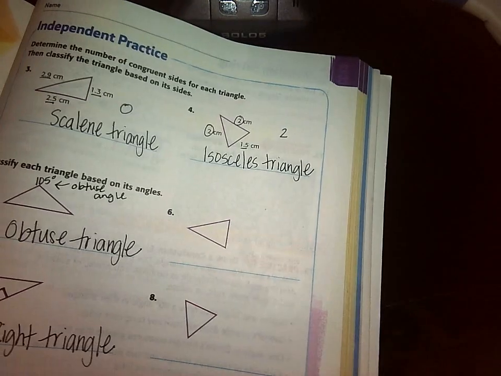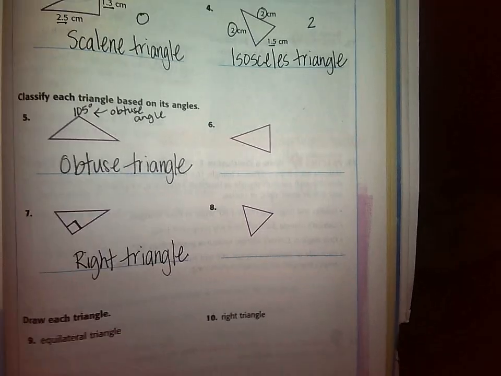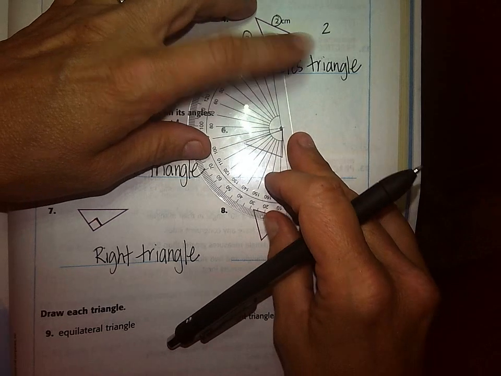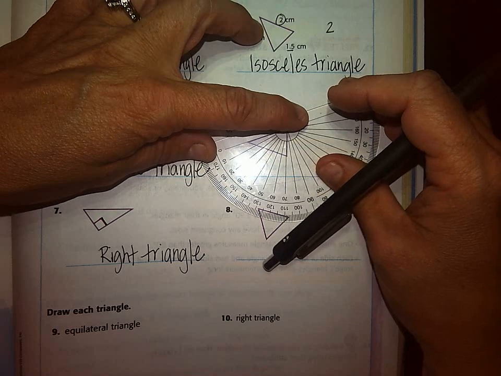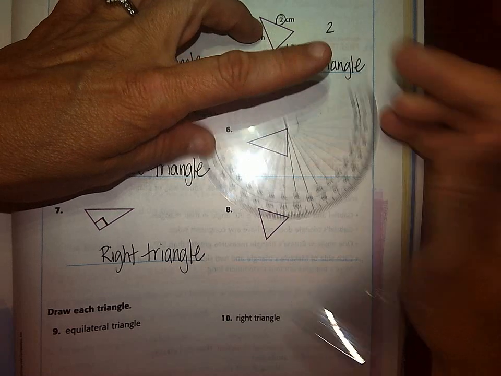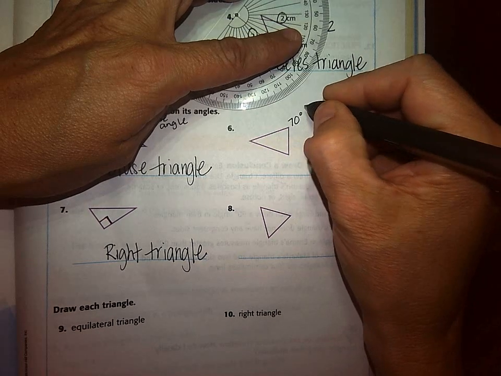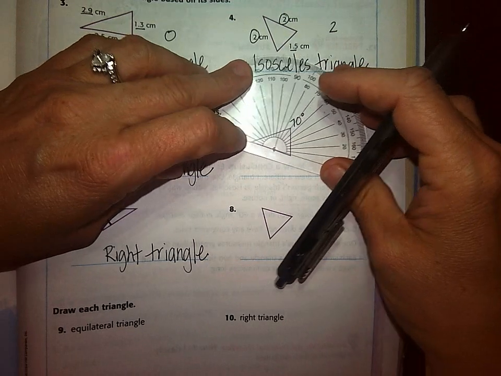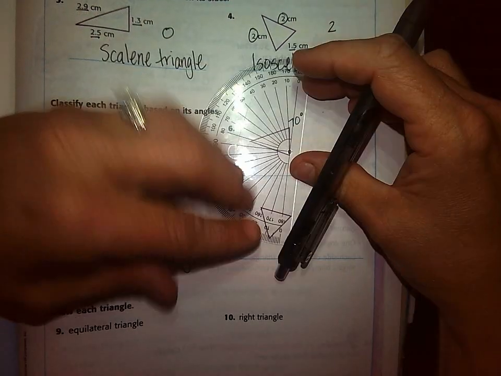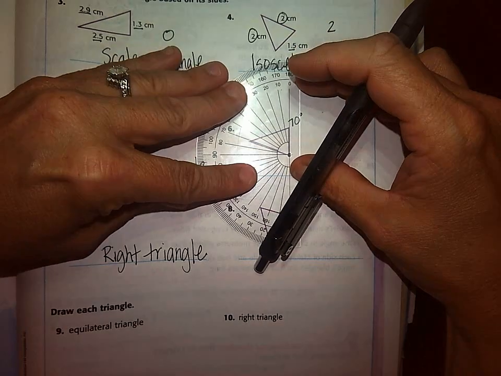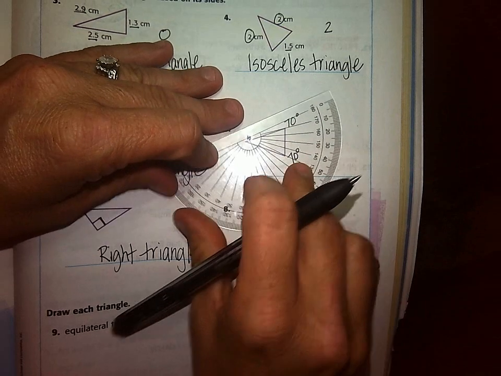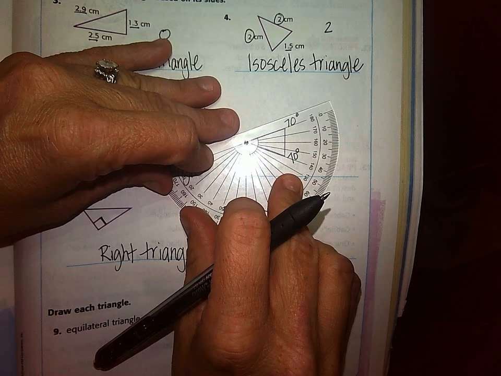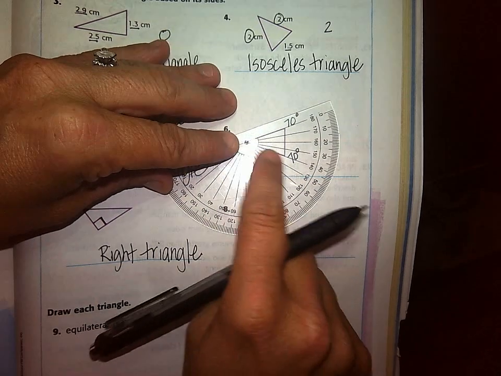Okay, let's look at number 6. I've got this here, and that's about 70 degrees. And then I've got this angle here, which is 70 degrees. And this angle here, which is 40 degrees.